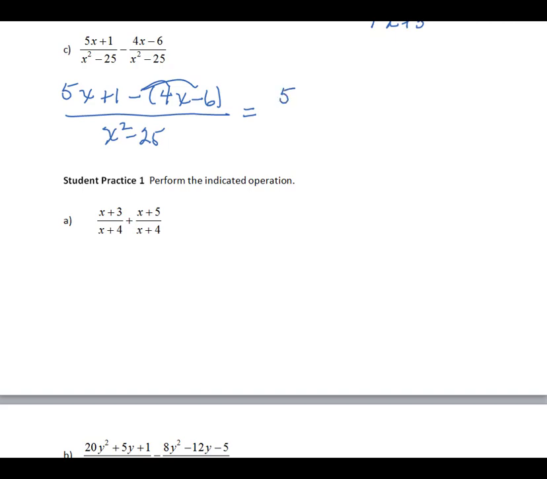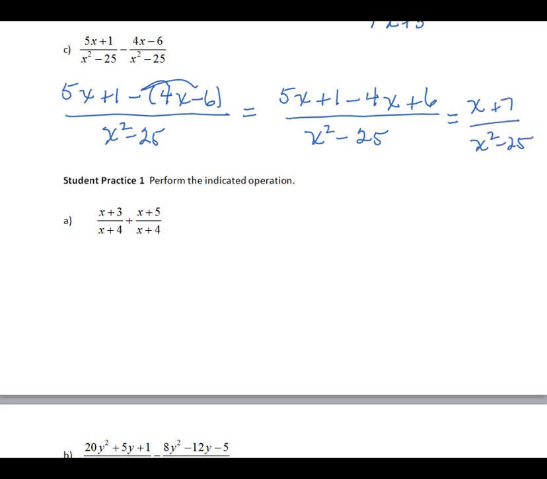So we're going to get 5x plus 1 minus 4x plus 6 all over x squared minus 25. And then we're going to combine like terms. So we end up with x plus 7 all over x squared minus 25. And in this case, I'd try to factor the denominator to make sure there were no common factors. X squared minus 25 is x minus 5 times x plus 5. And so there's no common factor there, and so you can leave your answer as is. This is your final answer right here, x plus 7 over x squared minus 25.